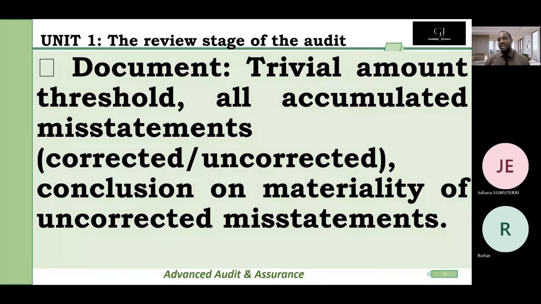And documents, we need to document everything. Like I used to say, if it's not documented, it is not done. So trivial amounts, thresholds, all accumulated misstatements, the ones corrected, uncorrected, conclusions on materiality of the uncorrected statements, everything must be documented so you have appropriate, sufficient audit evidence that will propel your report to be written. This is very, very important.